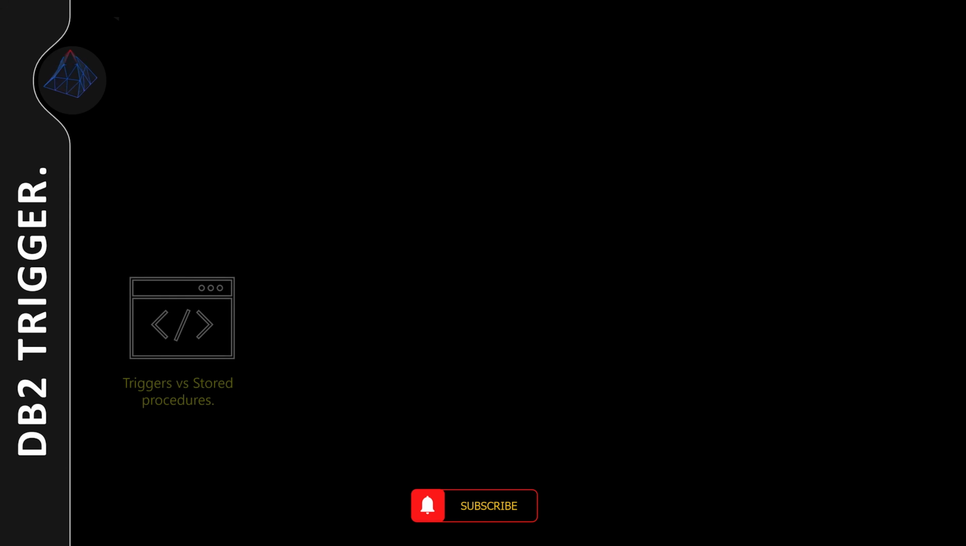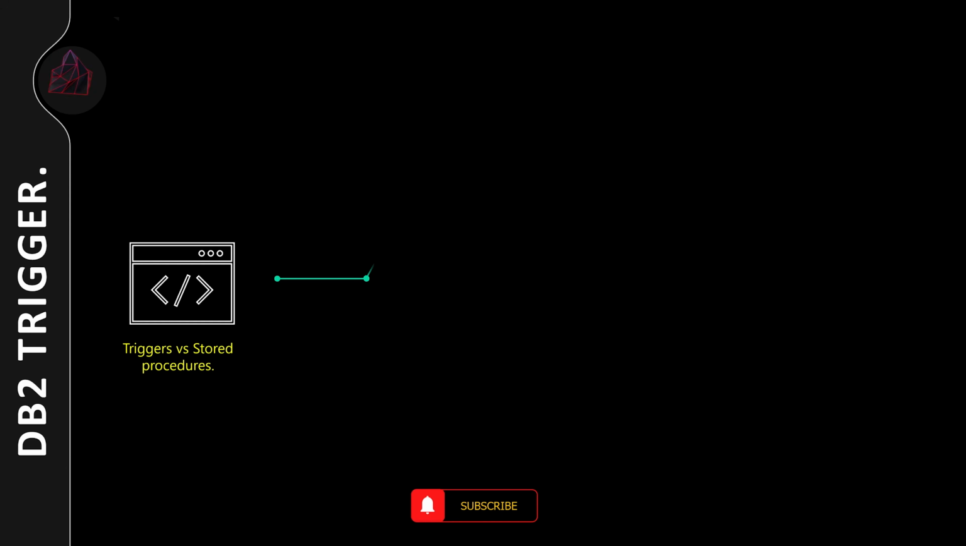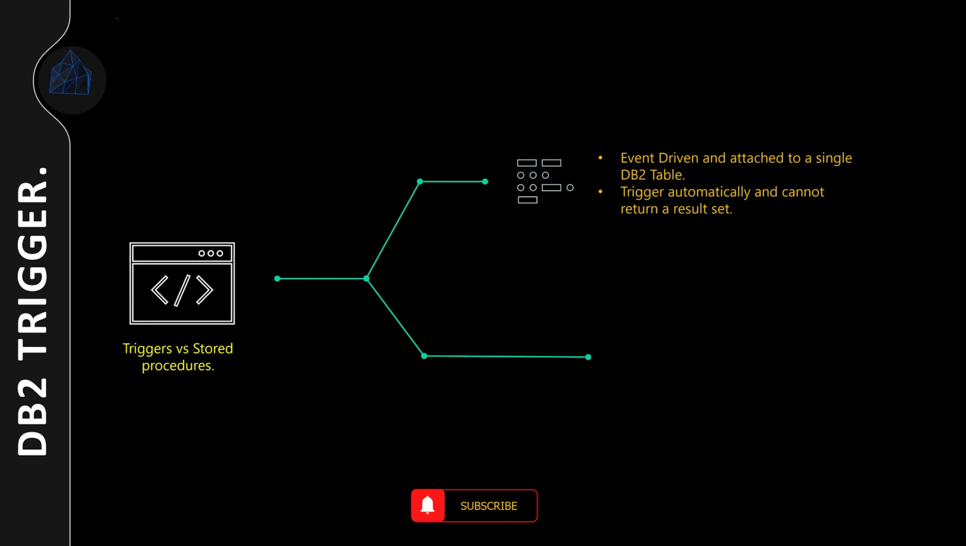In this slide, we'll talk about the basic difference between trigger and stored procedure. So let's talk about triggers first. Triggers are event driven and they are attached to a single table. That means that you always define a trigger on an individual table. Triggers are executed automatically by the database and they cannot return a result set.